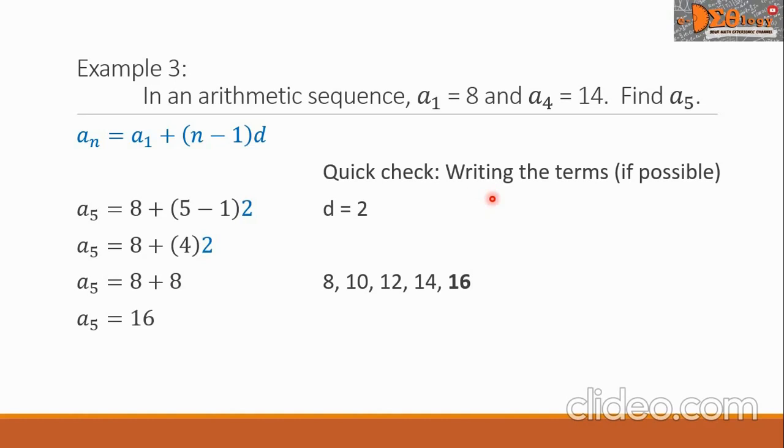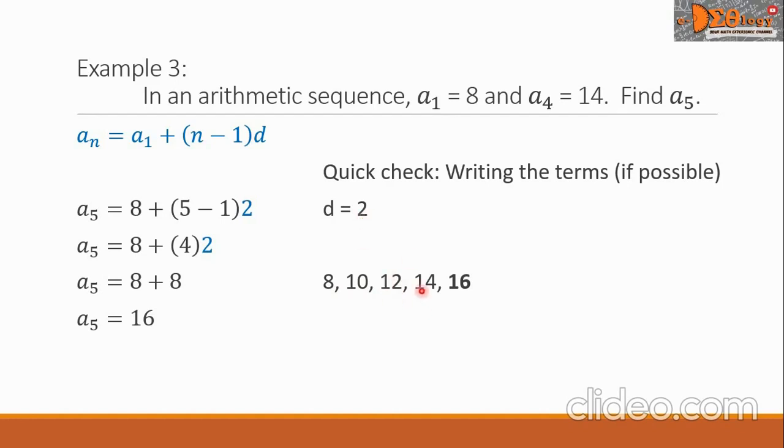Just a quick check. Let us write the terms of the given sequence. Knowing that our d, the common difference, is 2, we may start with the first term 8 as given in the problem. Then 8 plus d, that is equal to 10. This is the second term. 10 plus 2 is 12. 12 plus 2 is 14.